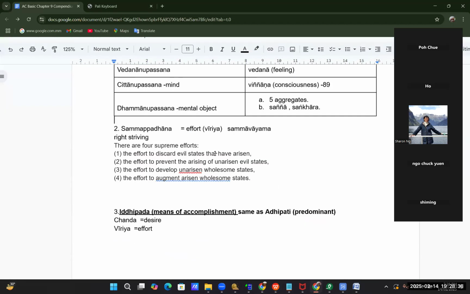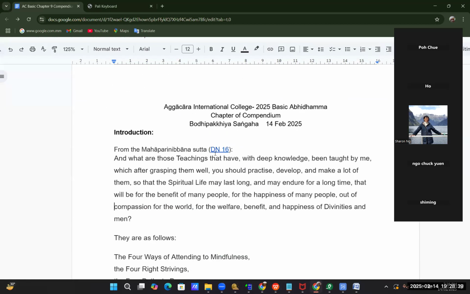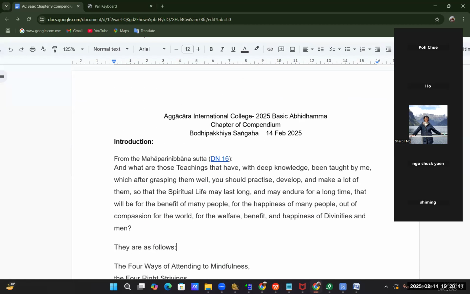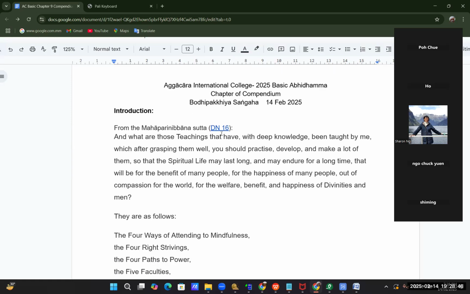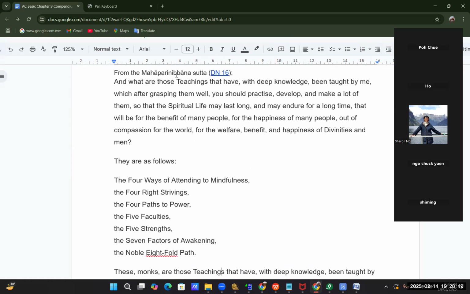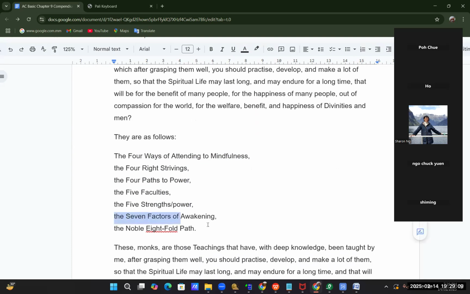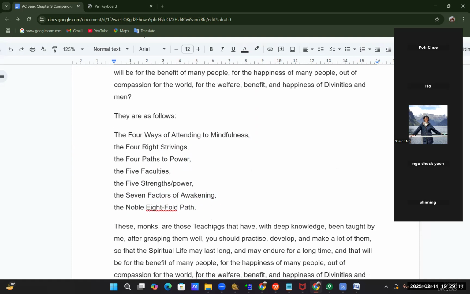Okay, I will just recap from the beginning. We are on this chapter, Bodhipakkhiya Sangaha, because according to the Mahaparinibbana Sutta, the final sutta of the Buddha's final passing away. So far we have gone through mindfulness, 4 effort striving, 4 iddhipada, path, faculties and power, which is the indriya and bala. And then these 2 will continue next session.